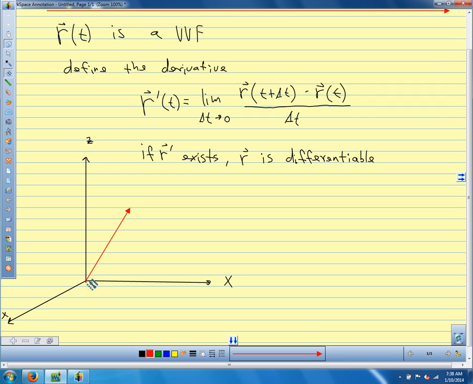Mr. Beamer, you have two x-axes. I have two x-axes. Is that a problem? All right.